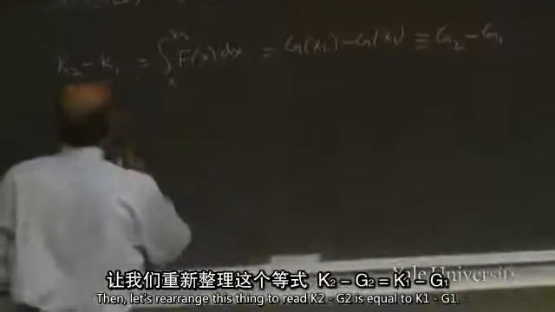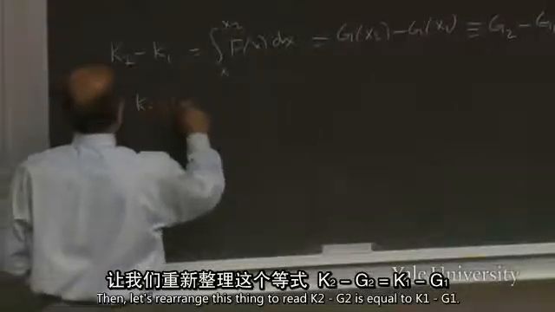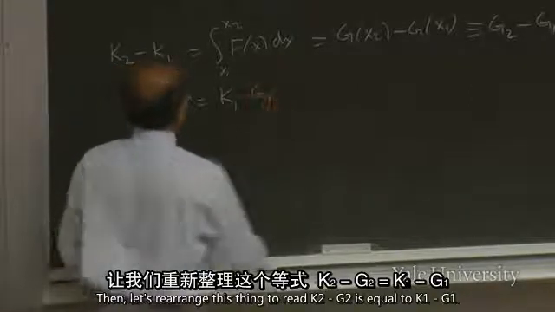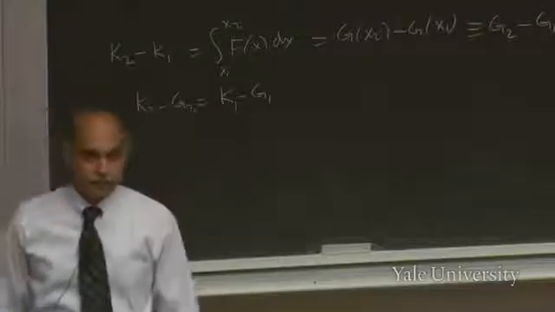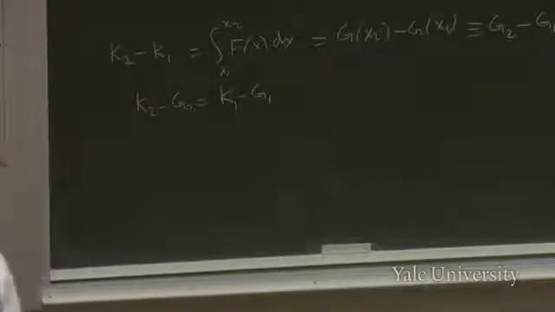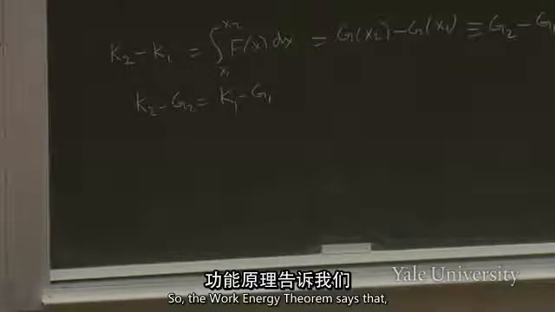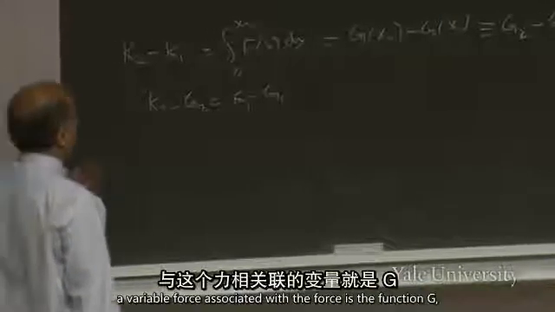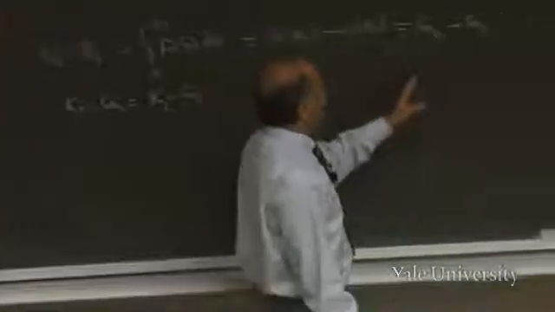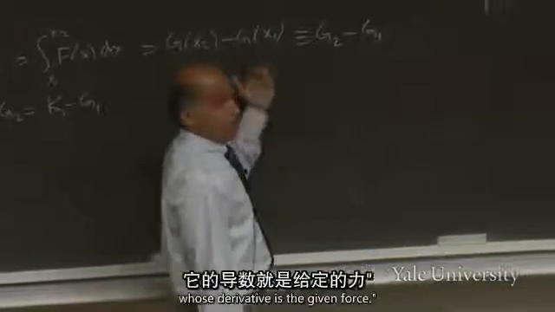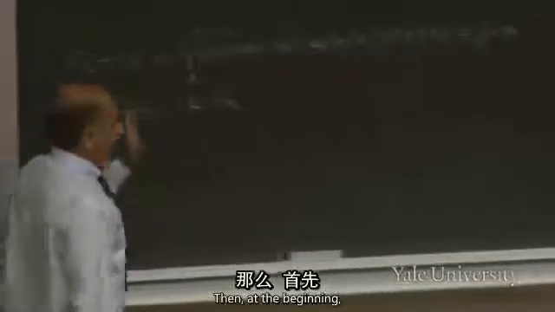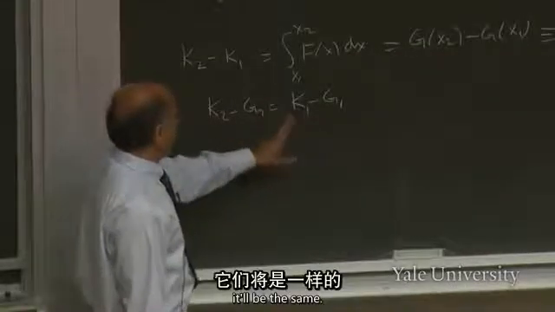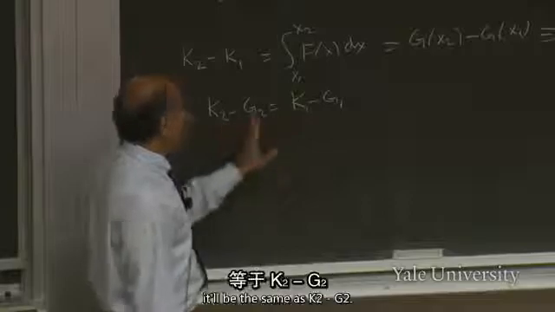Then let's rearrange this to read k2 minus g2 is equal to k1 minus g1. So the work energy theorem says that if a variable force is acting on a body, where the force is associated with the function g, a variable function of x whose derivative is the given force, then the difference of kinetic energy minus the value of g at the beginning, k1 minus g1, will be the same as k2 minus g2.